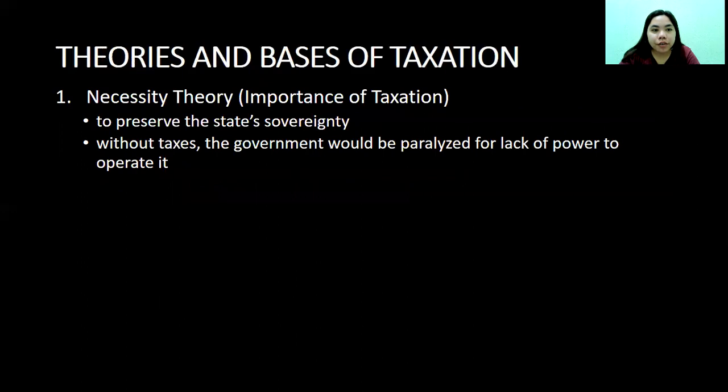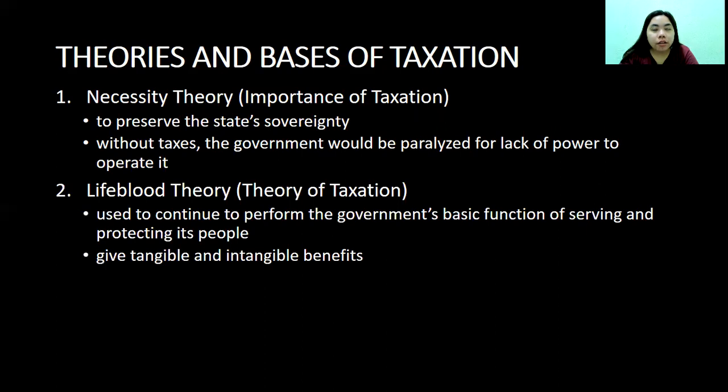Then theories and basis of taxation. The first theory is the necessity theory, that is the importance of taxation, to preserve the state's sovereignty. In order for the state to continue its existence, we have this necessity theory. Taxation preserves the state's sovereignty. Tungod sa taxation, the government can exist, and its people. Without taxes, the government would be paralyzed for lack of power to operate. Amo na siya ang taxes ang nagabuhi sa aton yung sovereignty.